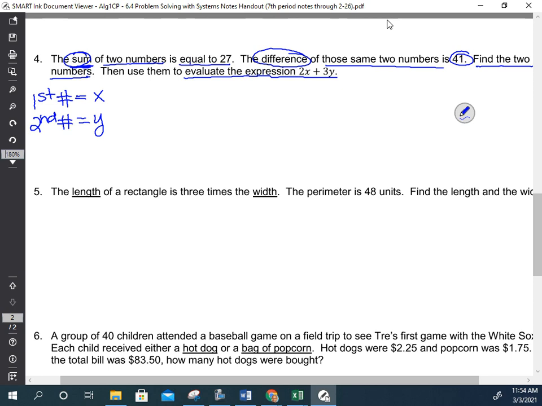Sum. Anybody remember what sum means? Addition. Add them up. So that means if you take these 2 numbers and add them up, you should get 27. What about difference? Like a subtraction. So if you take these 2 numbers and subtract them, you should get 41.